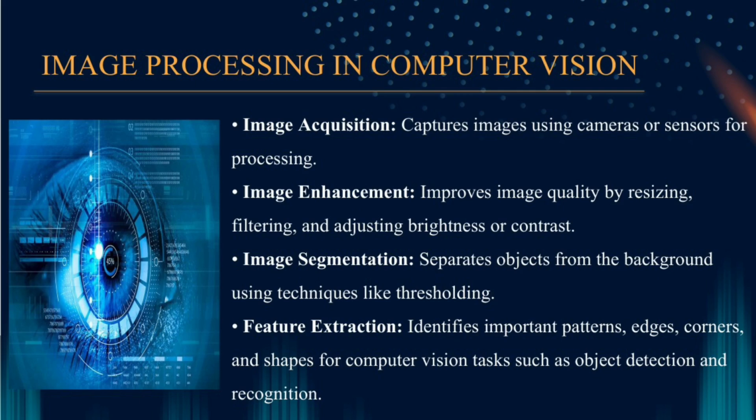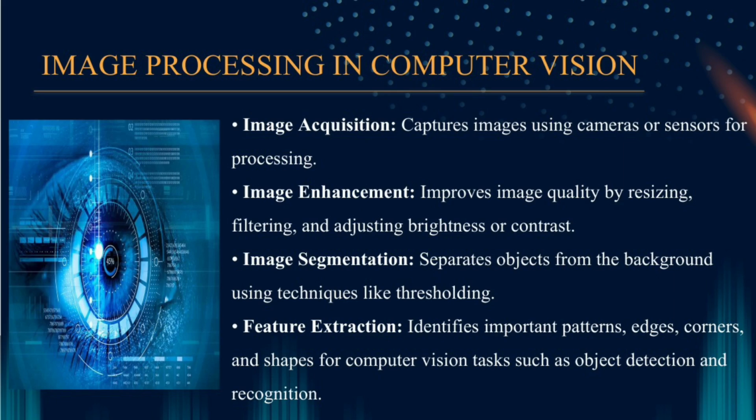Before jumping into resizing and thresholding, let's first understand the basic stages of image processing in computer vision. The first stage is image acquisition, which simply means capturing an image using a camera, mobile phone, CCTV, drone, satellites, or any image sensor. Without an image, computer vision cannot begin. Next comes image enhancement. Here, we improve the quality of the image by resizing it, removing the noise, adjusting the brightness, contrast, or sharpening details. This helps the computer understand the image much better.